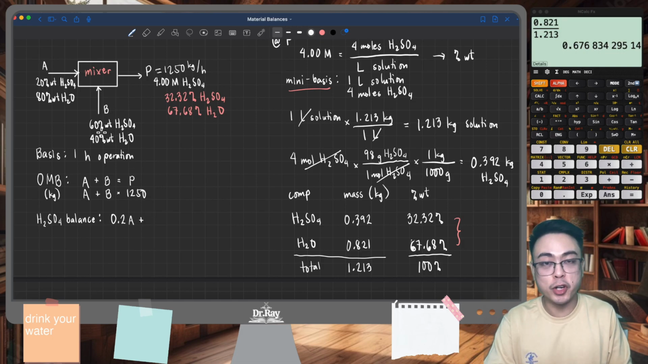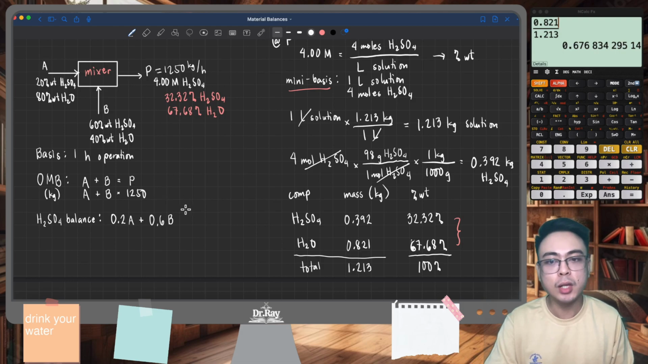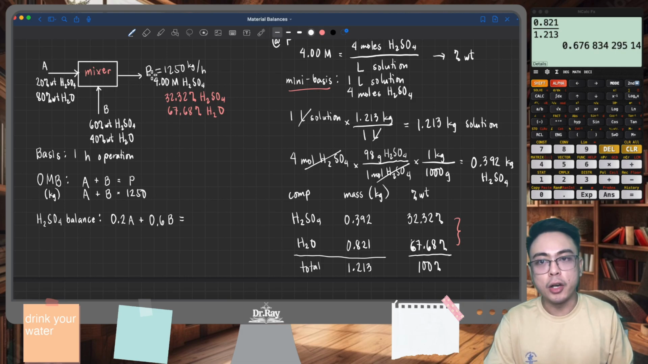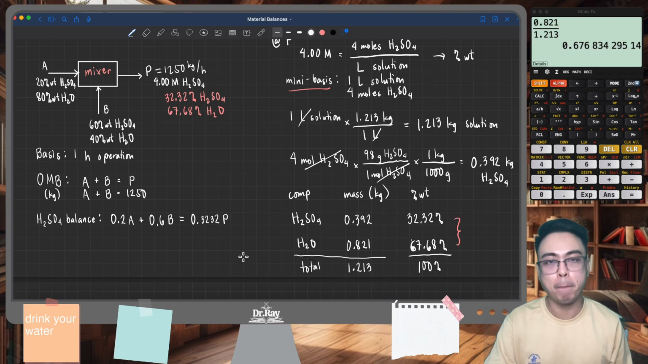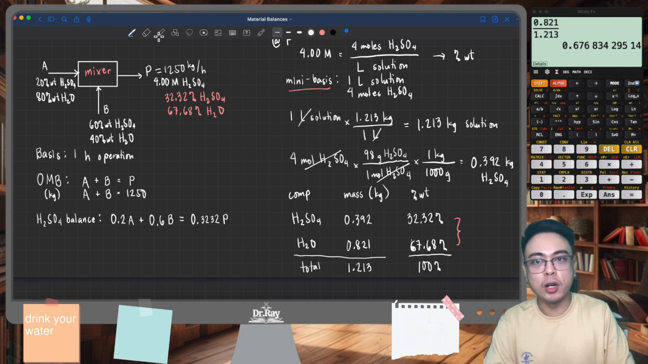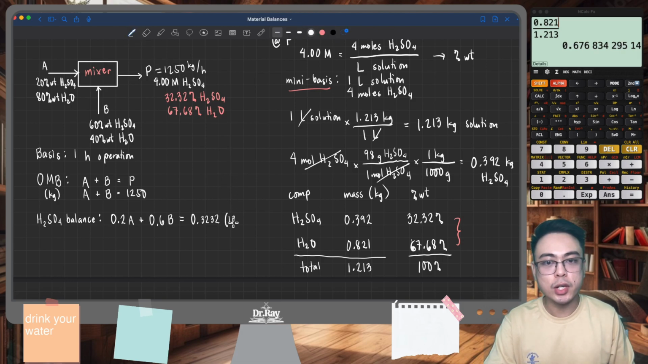Plus, how much sulfuric acid is in stream B? That is 60% of B. Or you can also write that as 0.6 B. On the other side of the equation is your output. In the product stream, we know that there is 32.32% sulfuric acid, writing that as 0.3232 times P. But you already know the mass of the product, right? The product is 1,250 kilograms. So you can substitute that there already.